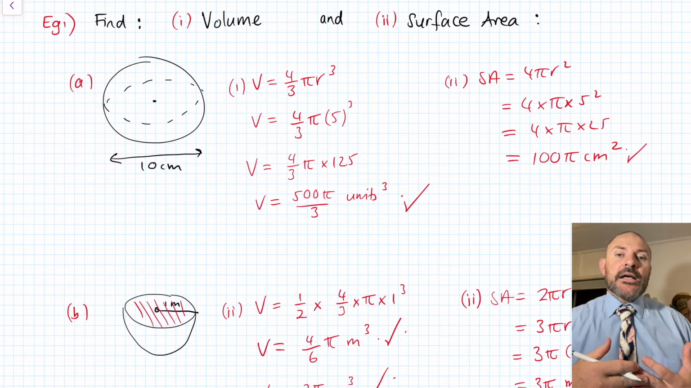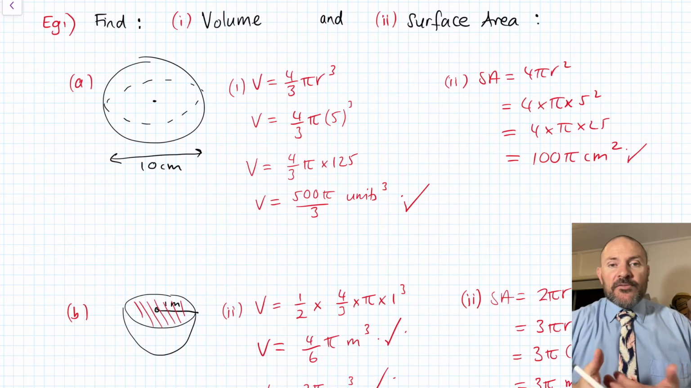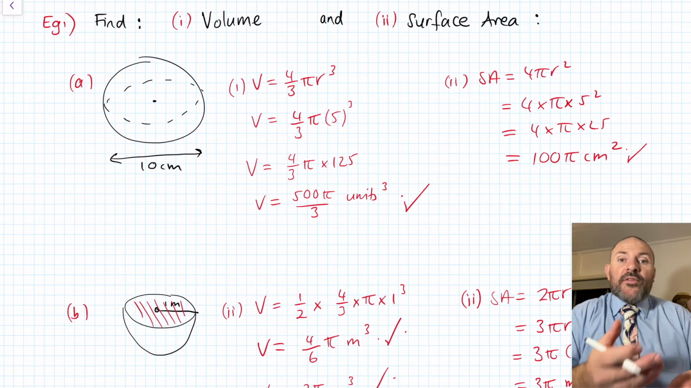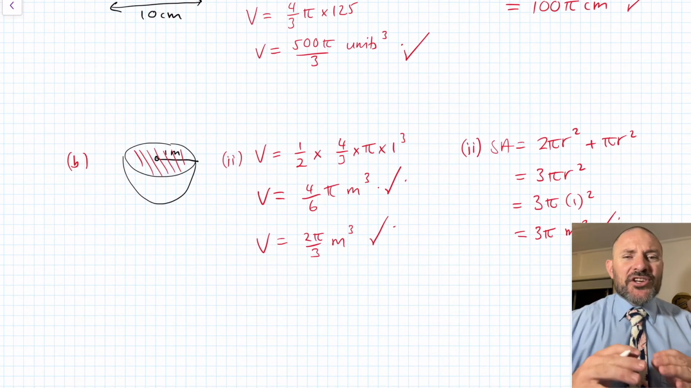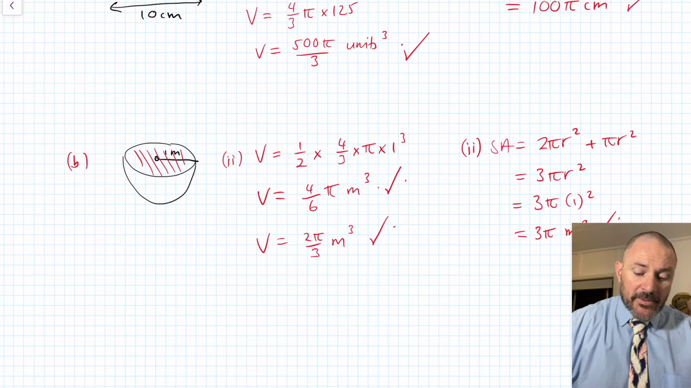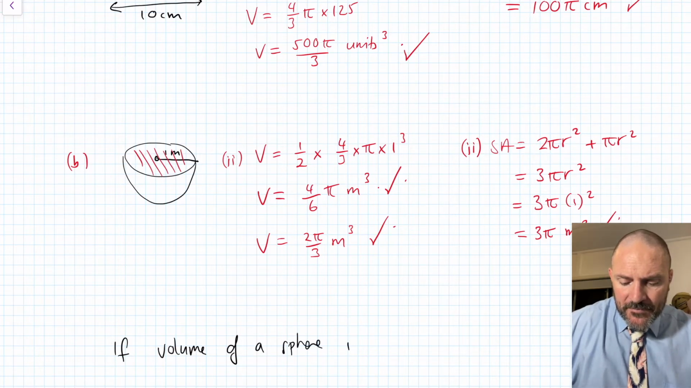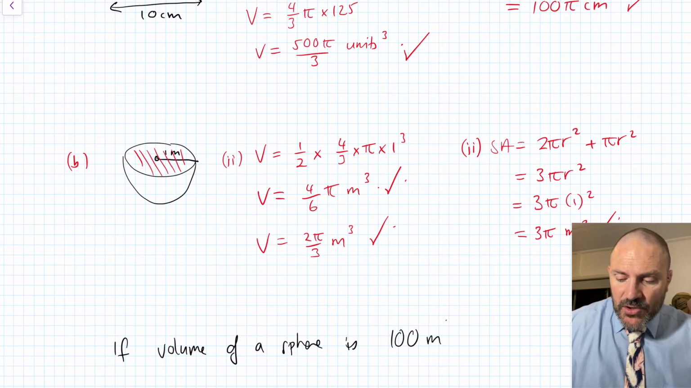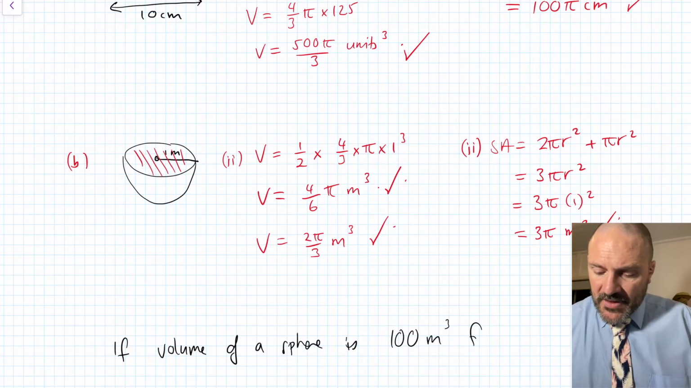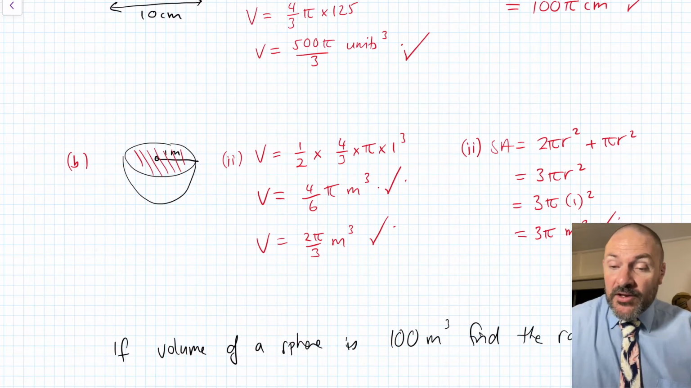But you've got to remember that when you cut something in half, you're creating another surface. Unless, of course, that was like a bowl and there's no top part. You've got to read those questions. The only other thing I'm going to show, I'm not actually going to do this question fully, but I'm going to say something like, if the volume of a sphere is 100 meters cubed, that's a big sphere, isn't it? Find the radius or find the diameter.